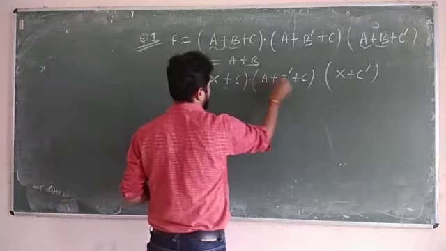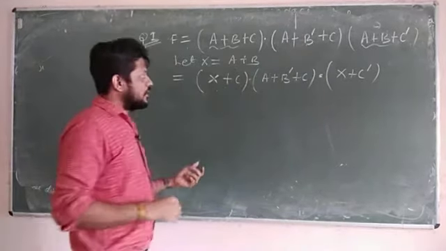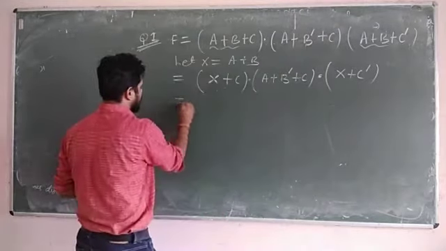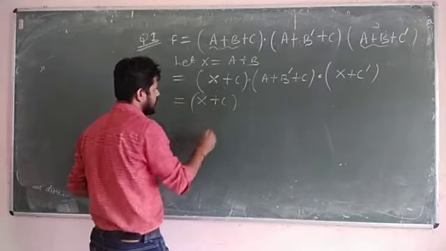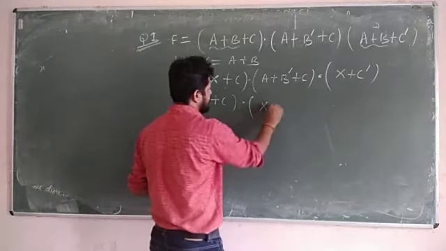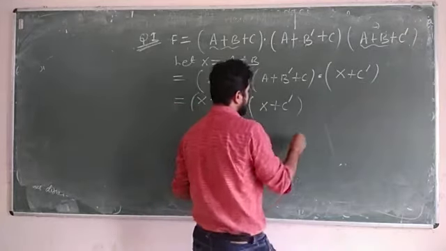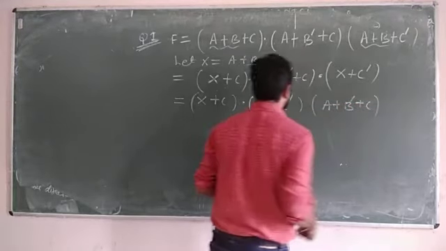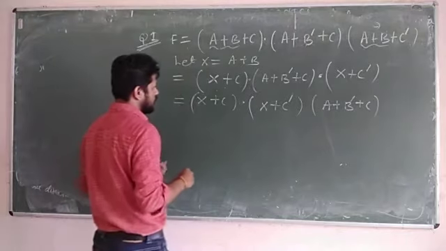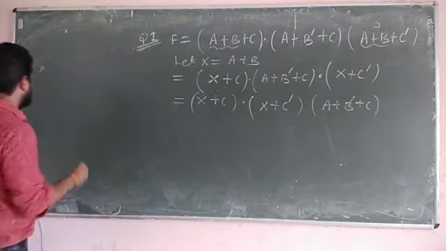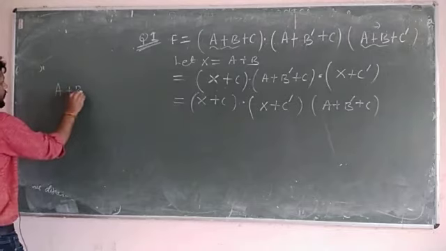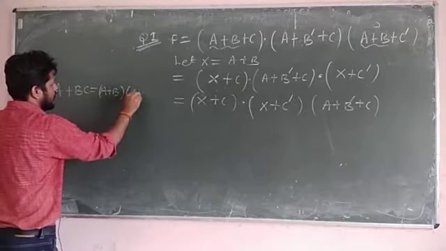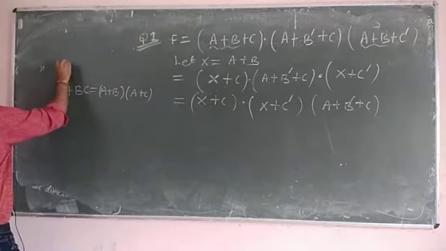Obviously this AND operation obeys the commutative law, so I can interchange the position. So (X or C) and (X or C complement), then we have (A or B complement C). From your distributive law, I have written here your distributive law, that is A or BC is equal to (A or B) and (A or C). This is your distributive law.